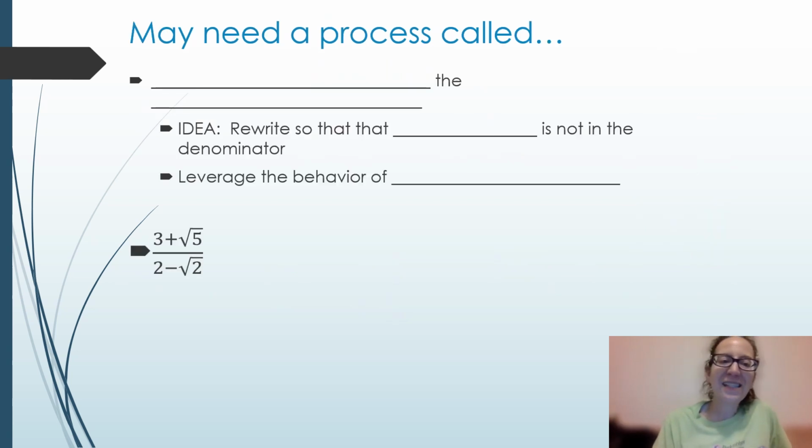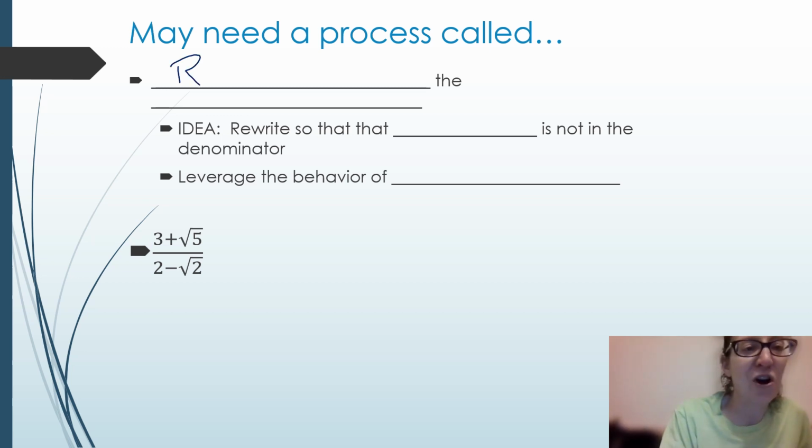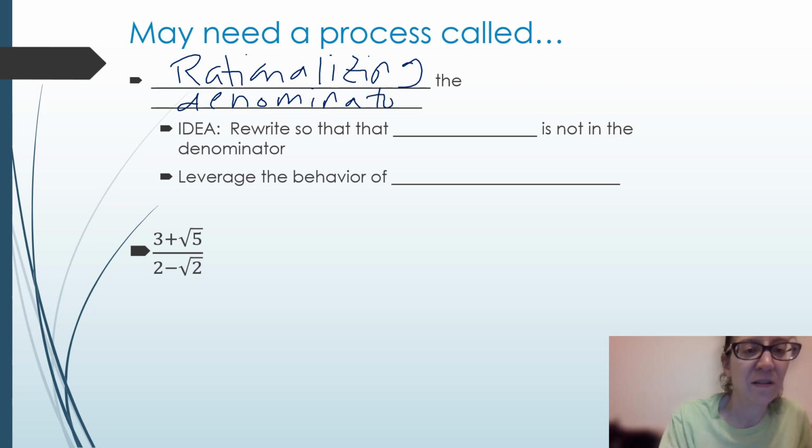Now, this one, I'm going to grumble a little bit, okay? You may need a process, and this process is called rationalizing the denominator. Okay, it is called rationalizing the denominator.